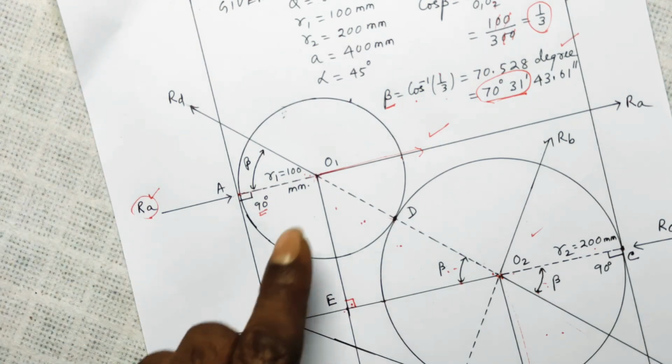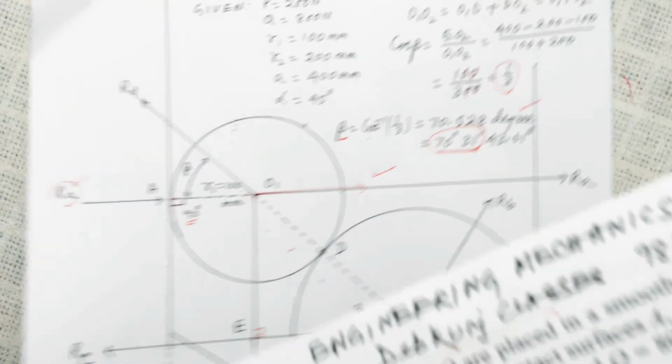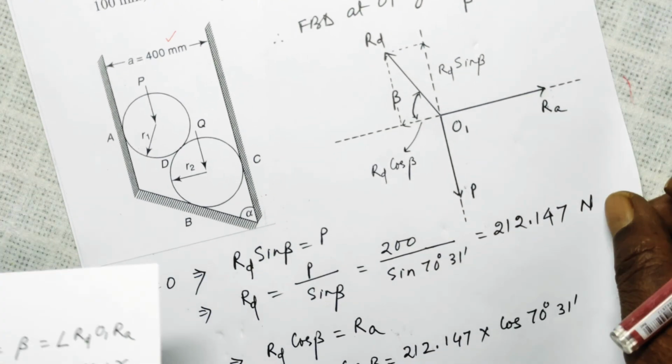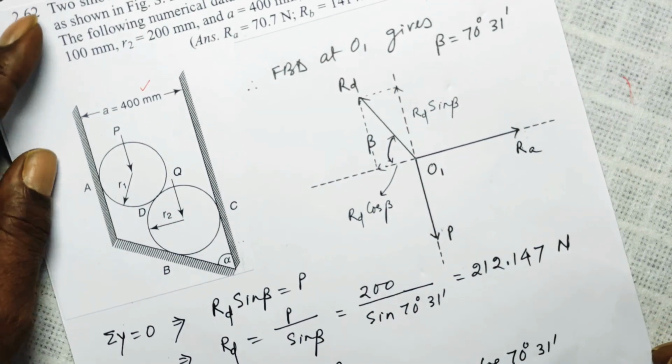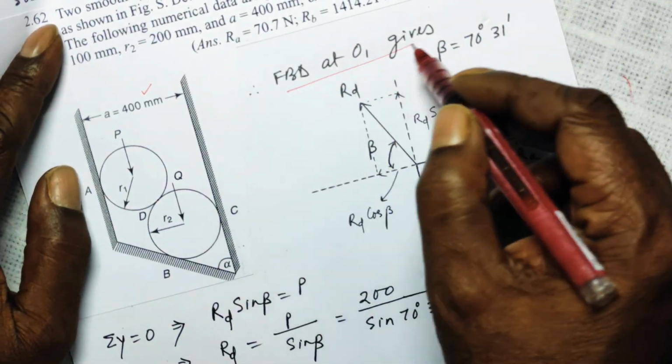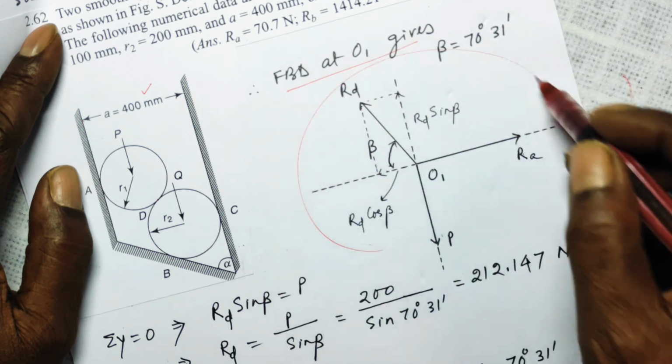So let us draw the free body diagram at point O. So that is what I have done in the first page. So the free body diagram at point O gives the following one.